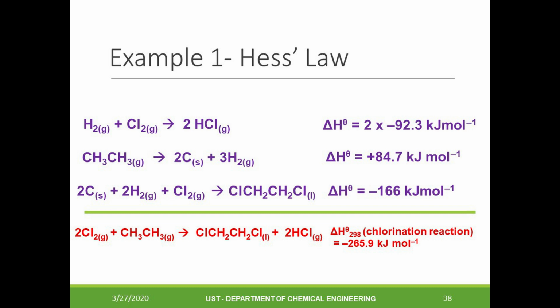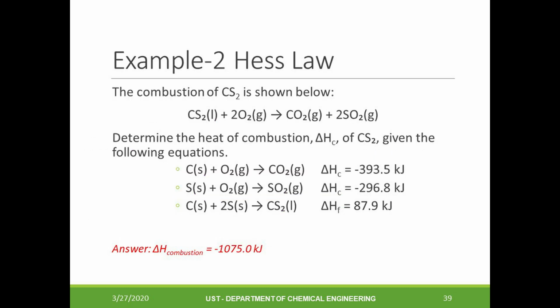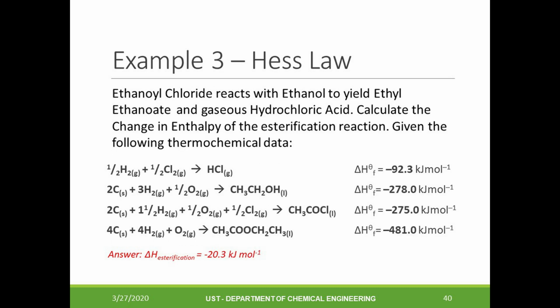Now, combining all the revised thermochemical equations, the terms common to both sides of the equations are cancelled. Ultimately, the delta H is equal to negative 265.9 kilojoules per mole. Now you can try to answer the following problem and you must be able to get a change in enthalpy of negative 1075 kilojoules. You can also try this problem to calculate the enthalpy of esterification. So I hope everyone knows the reaction of esterification. So for you to solve this problem, you have to write the chemical reactions first.